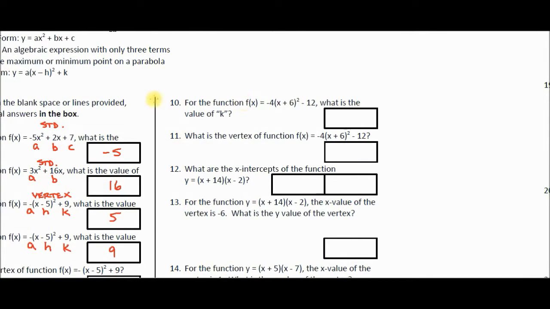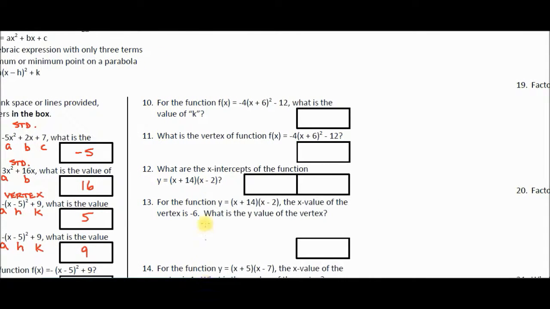Question number 10. For the function f of x equals negative 4 times x plus 6 squared minus 12, what is the value of k? Well, that's the same equation as number 9. This is also vertex form. We've got a, h, and k. In this case, we pull out k, and we keep the sign. Keep the sign for k.